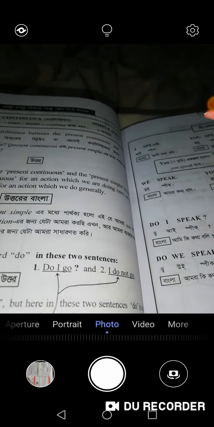Present continuous and present simple. What is the difference between present continuous and present simple? The difference is that we use present continuous for an action which we're doing now, and we use present simple for an action which we do generally. Okay, let me understand this. We use present continuous for an action that we're doing now. We use present simple for an action we do generally.